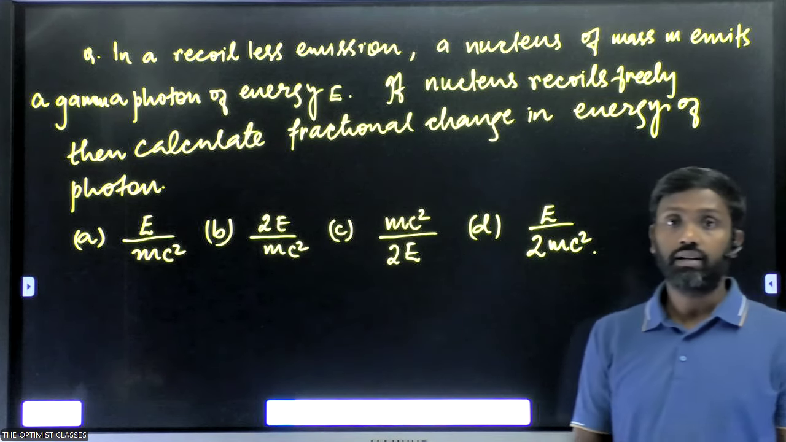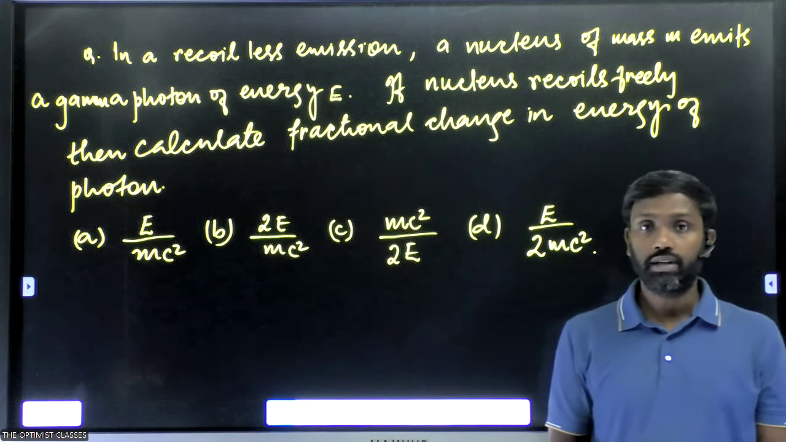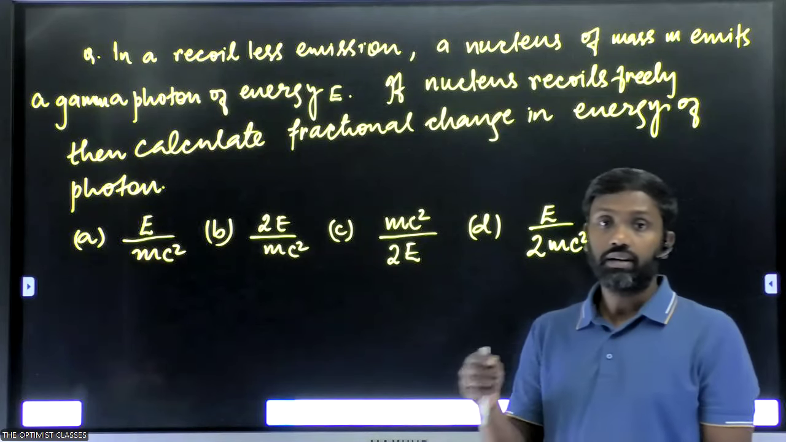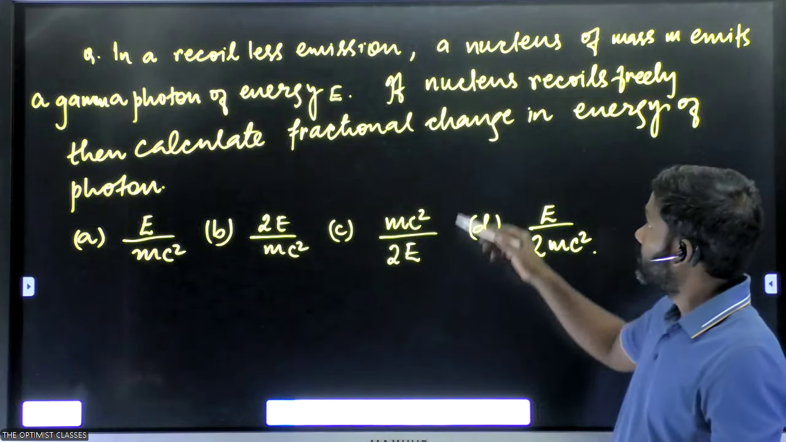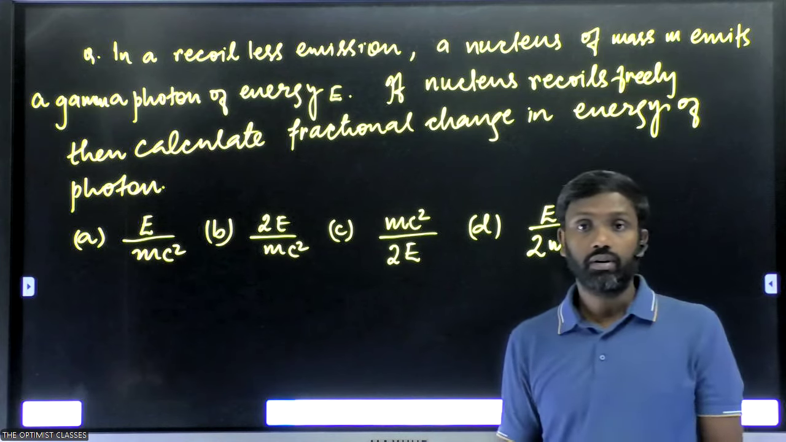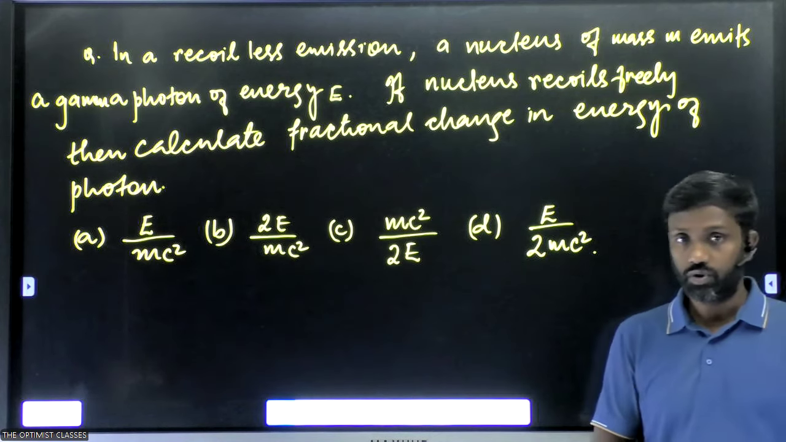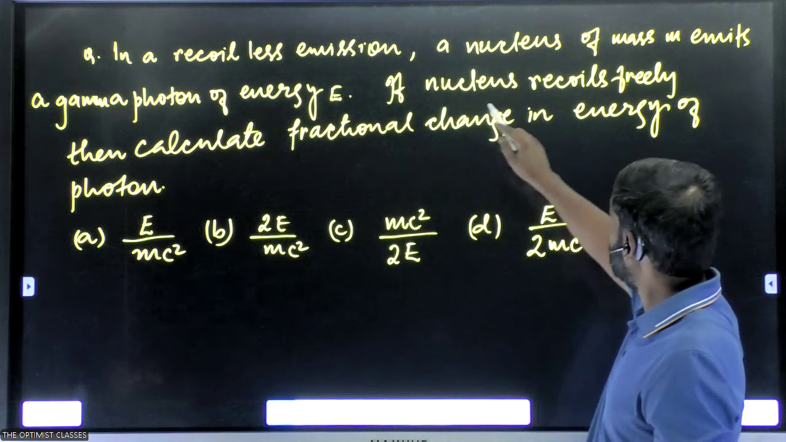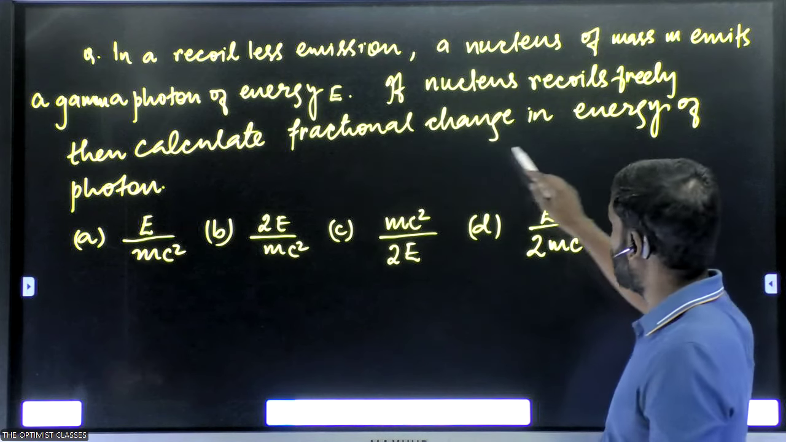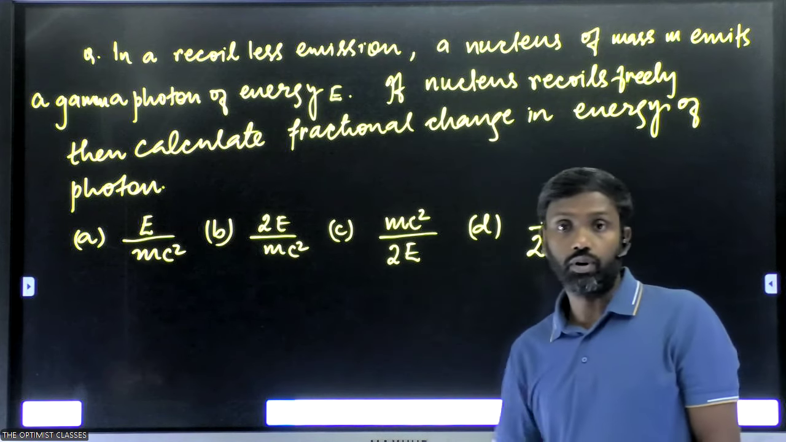Now, consider another case where the nucleus emits another gamma photon, but it recoils freely. So in that case, the energy of the emitted gamma photon will be different. So the question is, if the nucleus recoils freely, then calculate the fractional change in energy of the gamma photon.